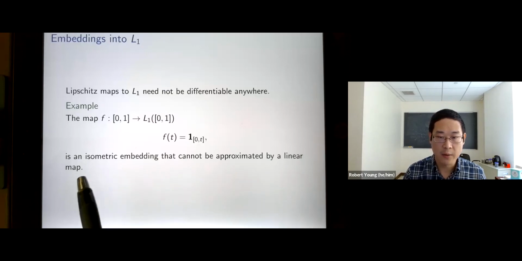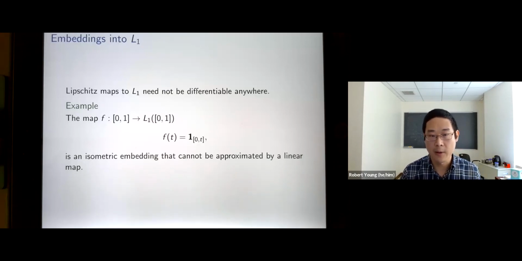But it can never be approximated by a linear map. There's nowhere where this function is close to a linear map. In the terminology we were using before, this is bumpy at every scale. It can never be approximated by a linear map. And so the arguments we were using that relied on differentiability no longer work.